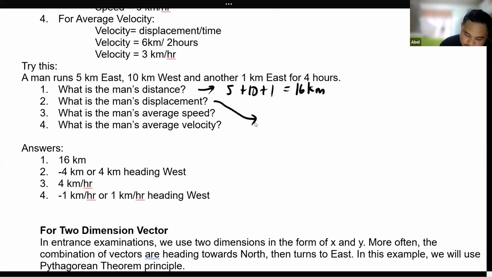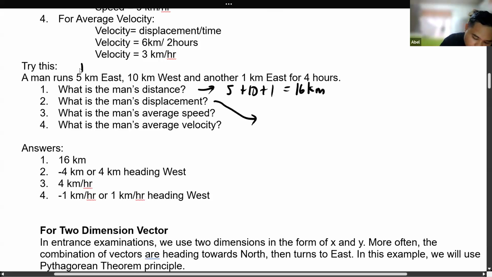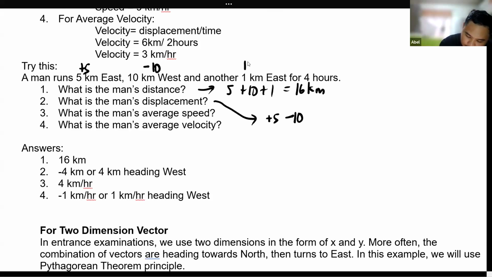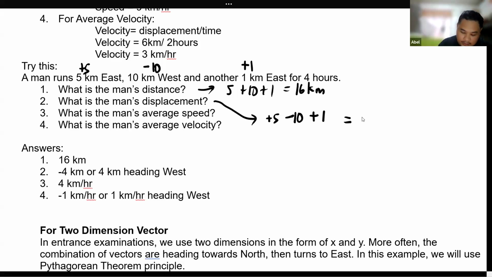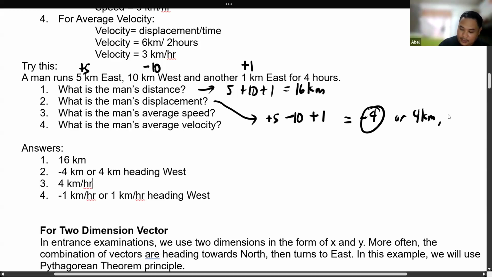Now, how about the man's displacement? For the man's displacement, this can be represented as positive 5, and then the west is negative 10, and then another positive 1. Okay, so 5 minus 10 is negative 5, plus 1, so negative 5 plus 1 would be negative 4. And so that would be negative 4 kilometers, or 4 kilometers heading west.